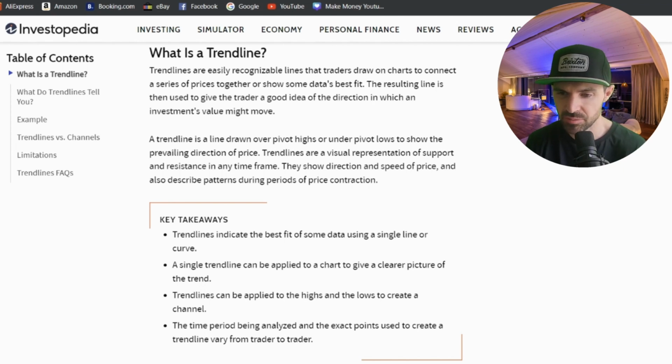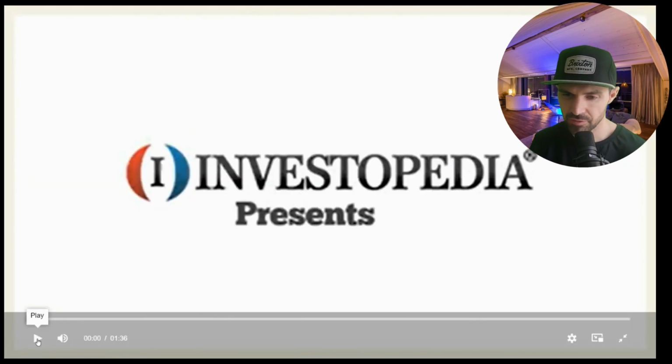They show direction and speed of price and also describe patterns during periods of price contraction. Key takeaways. Trend lines indicate the best fit of some data using a single line or a curve. A single trend line can be applied to a chart to give a clear picture of the trend. Trend lines can be applied to the highs and the lows to create a channel. The trend period being analyzed and the exact points used to create a trend line vary from trader to trader. So we can watch this quick video on Investopedia's explanation of trend lines.